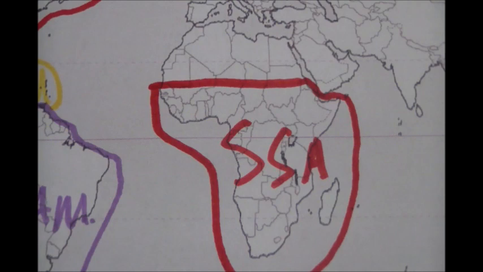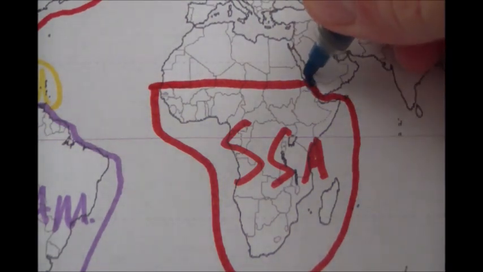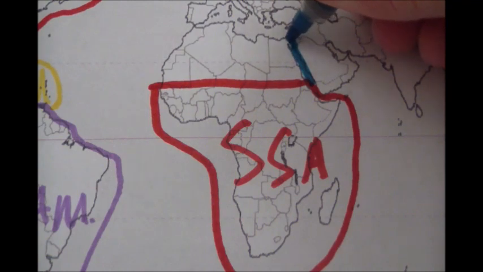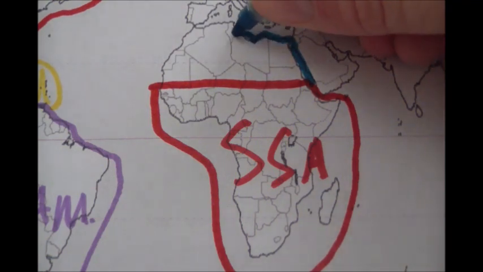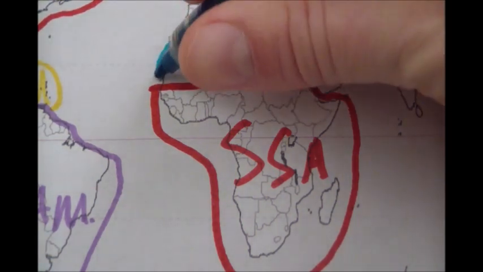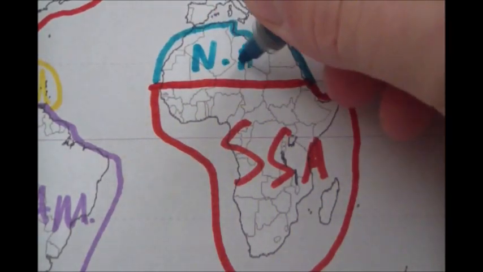Of course, to the north of that, we would have Northern Africa. So just go through this Red Sea, this water body, go all the way up, and then trace the northern boundary of Africa, and this would be Northern Africa.